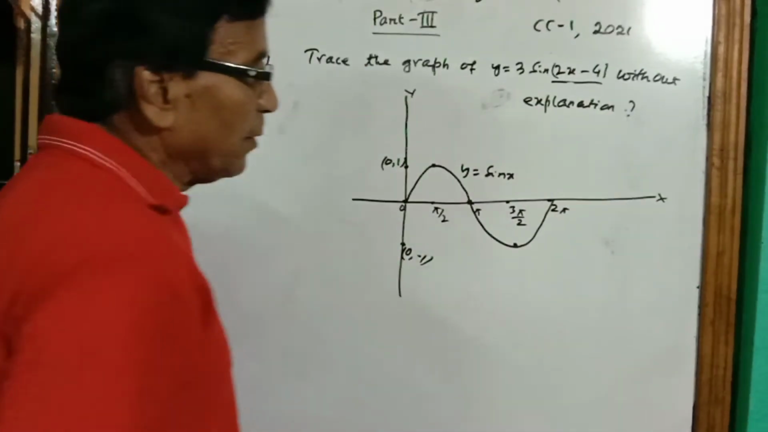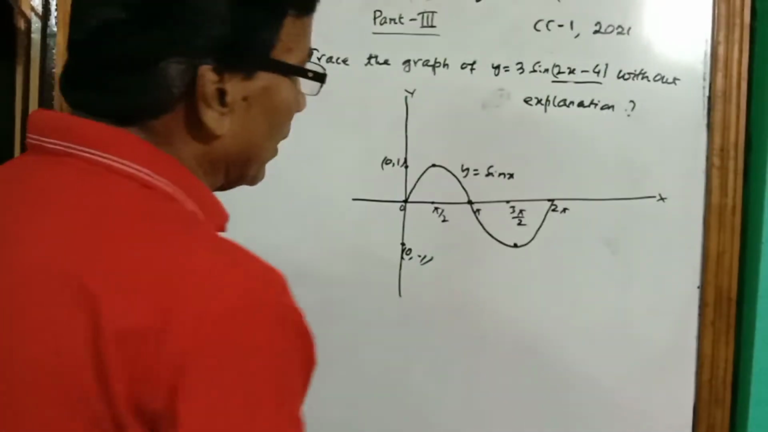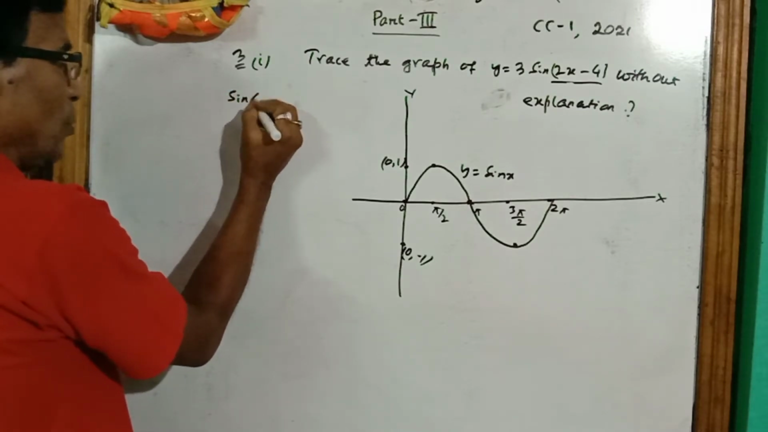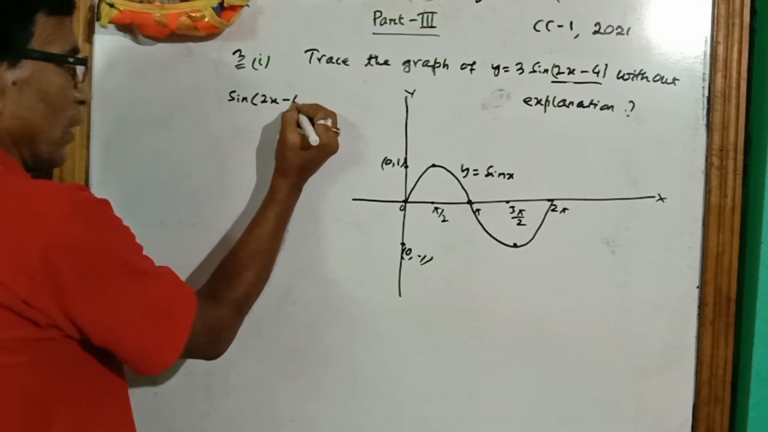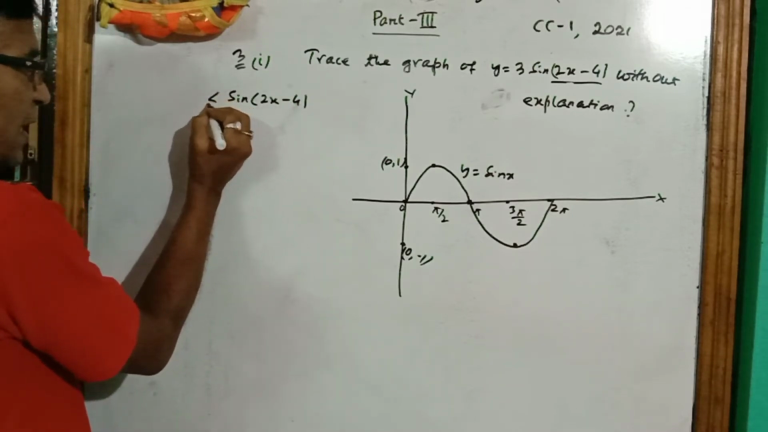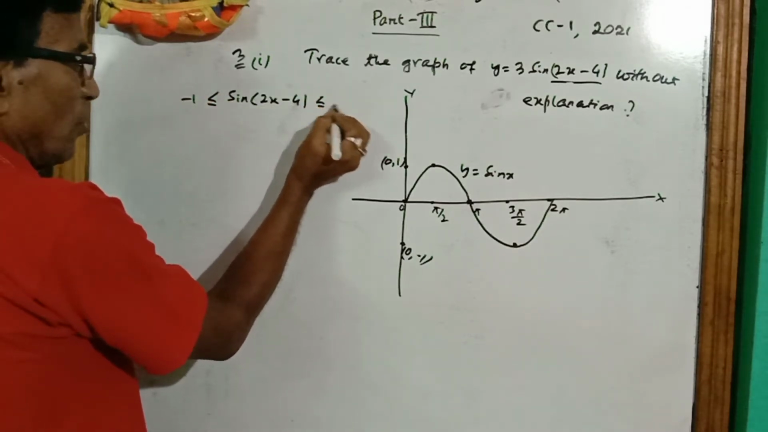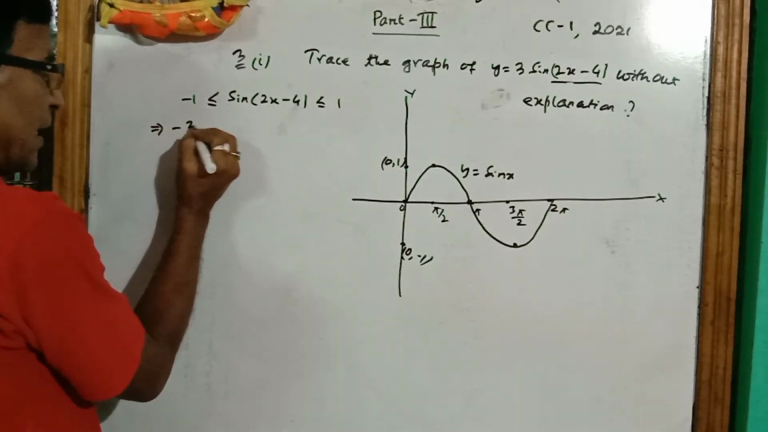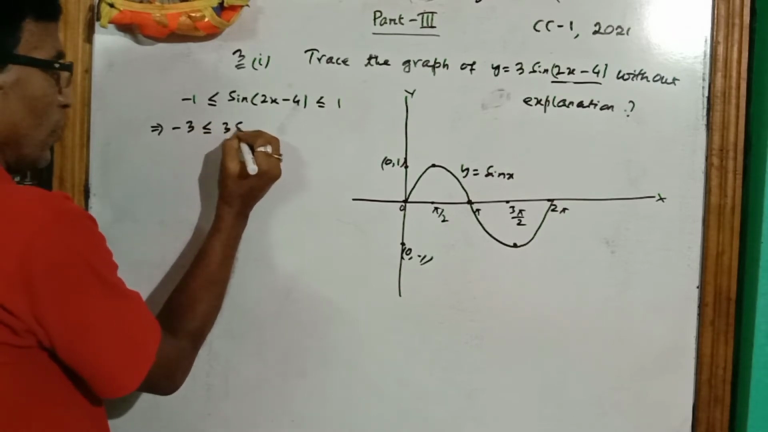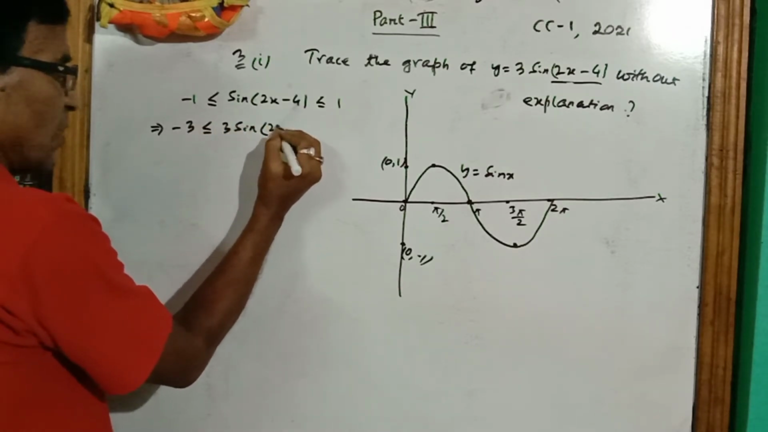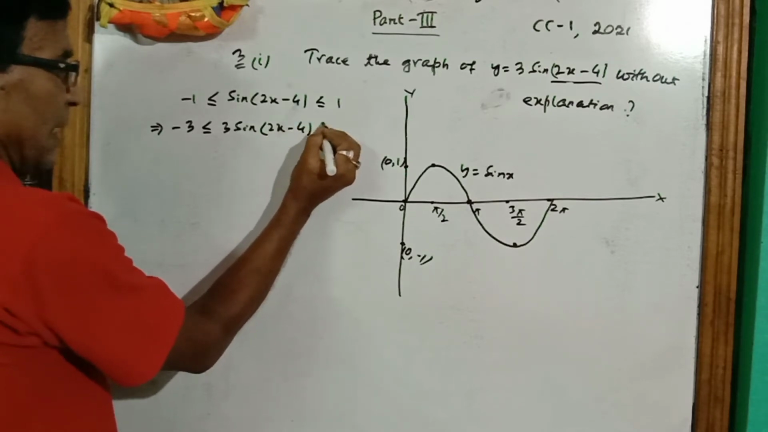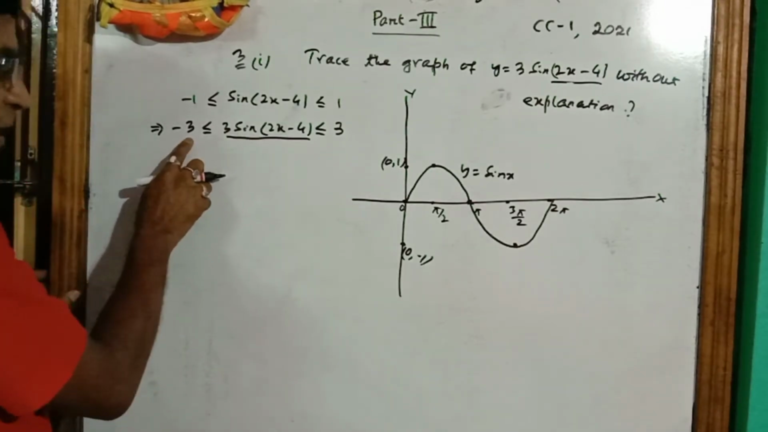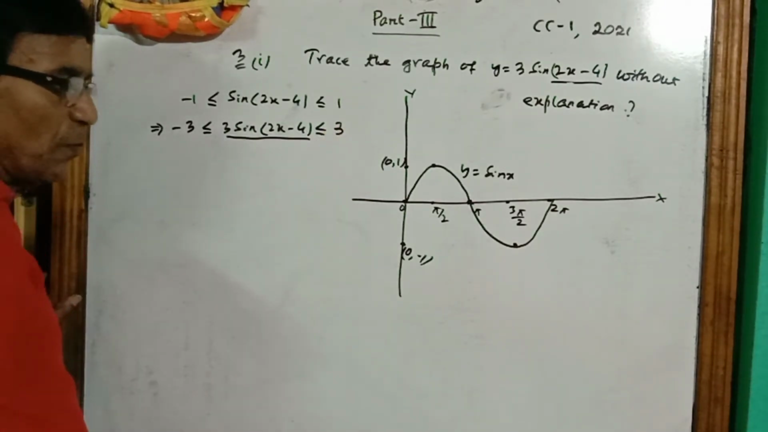Now we will draw the graph of the trigonometric function y is equal to 3 sine of (2x minus 4). We know that sine of (2x minus 4) is always greater than or equal to minus 1 and less than or equal to plus 1. So that implies that minus 3 is less than or equal to 3 sine of (2x minus 4), which is less than or equal to plus 3. So its value is always between minus 3 and plus 3.